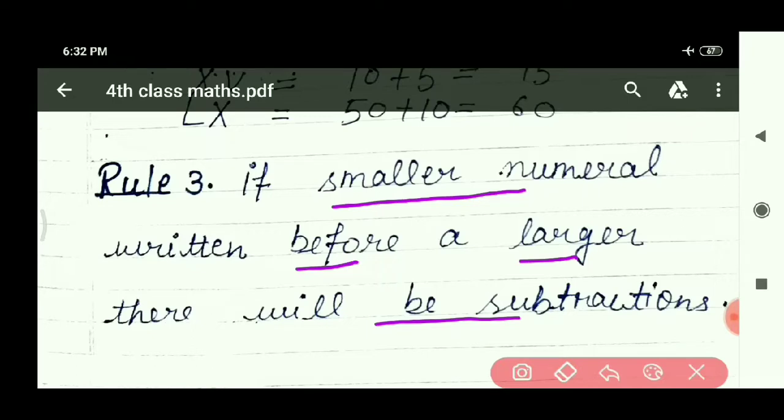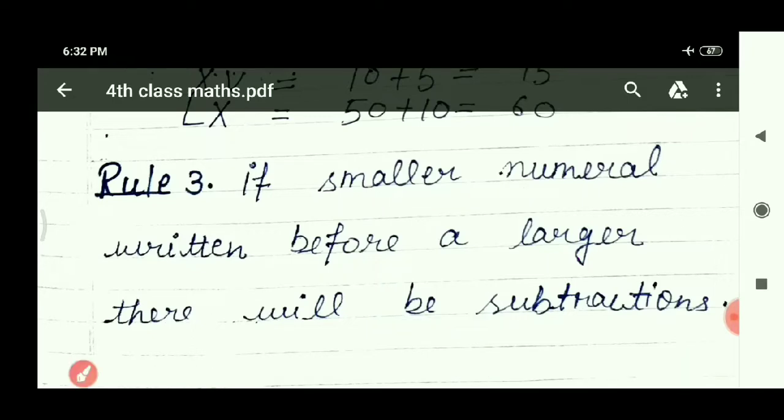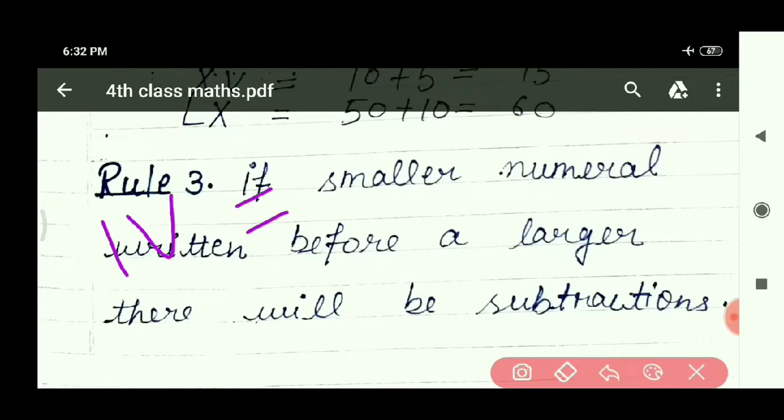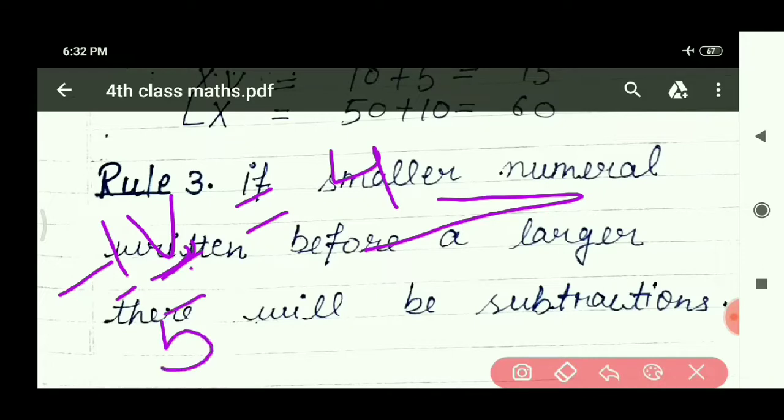Got it? For example, we can take any number like this, IV. How much is it? How can we find this? Here you can see the smaller numeral is written before and the larger numeral after. So here we will subtract. 5 minus 1 is equal to 4. Got it?